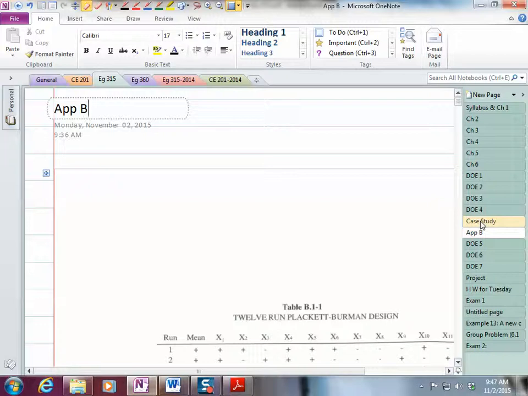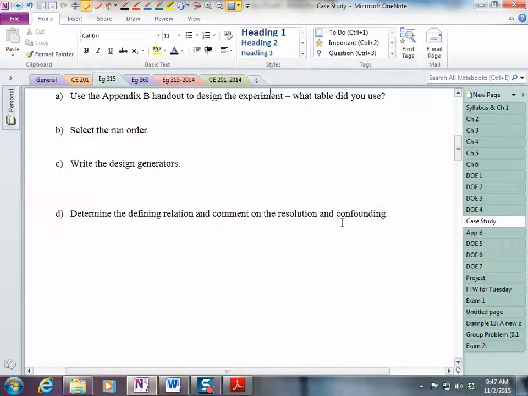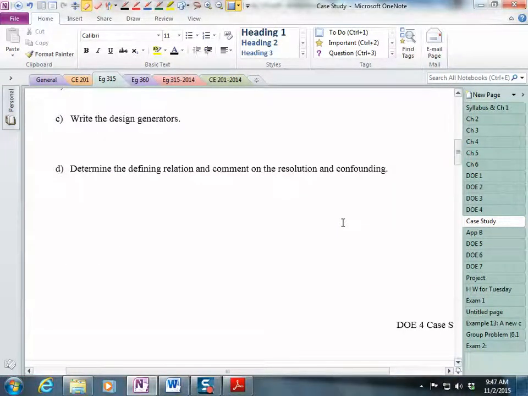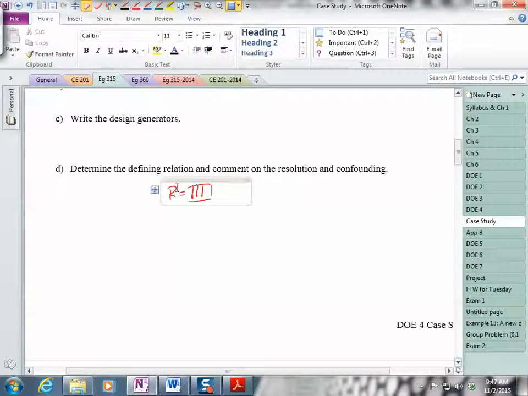Need some extra. Bonus one. What was the resolution for this one? 3. Good. So main effects confounded with two-way interactions. That would be this comment on the confounding.